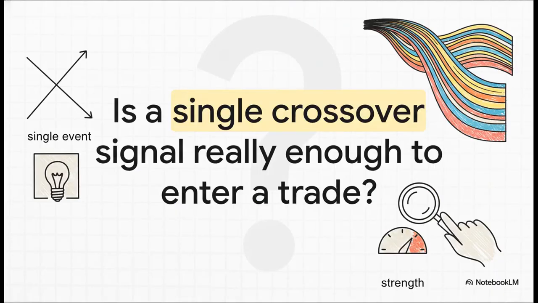So think about this for a second. A lot of simple strategies, they hinge on just one single event, right? Like one line crossing another. But that's pretty binary. It's just an on or off switch. It tells you if a trend might be starting, but it doesn't tell you how strong it is. So what if you could do more? What if you could actually see the strength of a trend in real time?